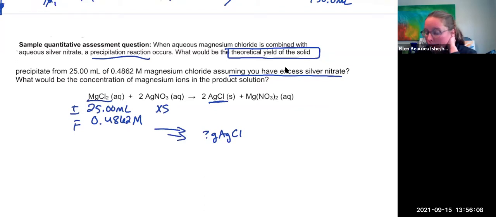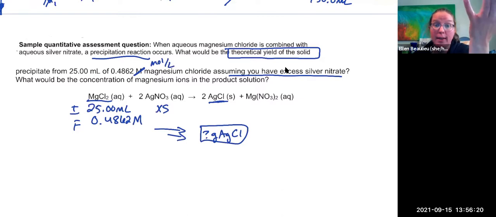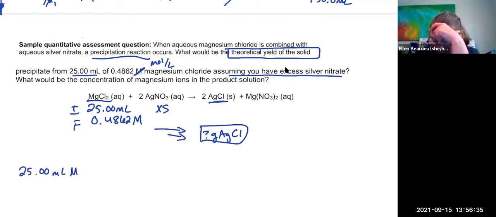Well, I know the target. I know what I'm trying to get out of my tunnel. How do I dig into my tunnel? I encourage you all to immediately, when you see big M, change it to moles per liter to remind yourself this can be a useful conversion factor, getting back and forth between volume and moles. I'm given a volume of that solution, so that's where my tunnel is going to start.